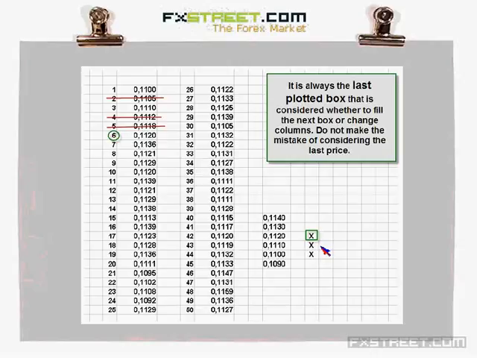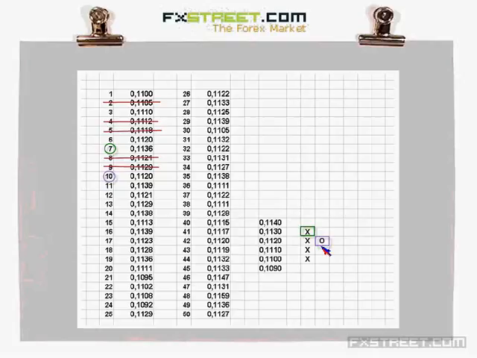So only when the price reaches 20, which is 10 pips above the last plotted box, which is 10, we register here and fill another box above the previous one. So it's always the last plotted box that is considered when deciding whether to fill the next box or change column. We never make the mistake of considering the last price. It's always the last box. We'll see more in detail how this works. And here we move on.